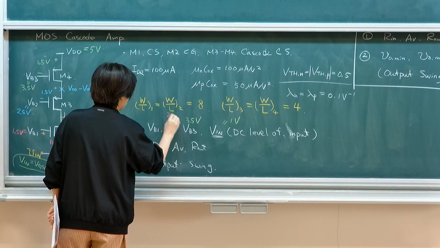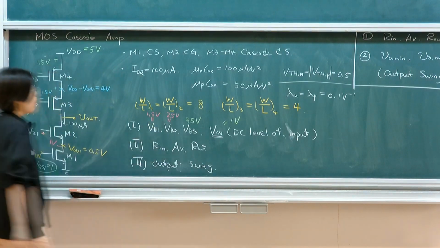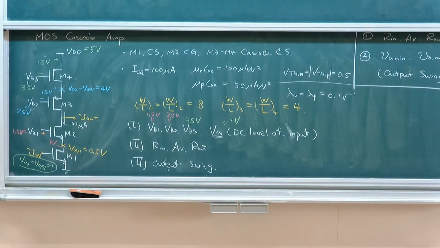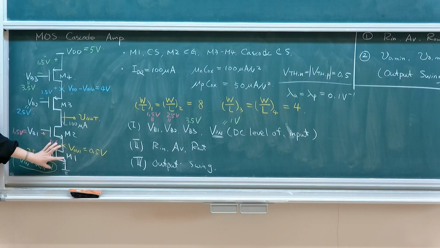BB2 is 2.5. This is 1.5. So we get all the bias. As I said, this is not necessarily the only answer. You can set this higher than 0.5 and the device will still operate in saturation. You can set it to 1 volt, but then it will limit your room. So this is the maximum you can get.